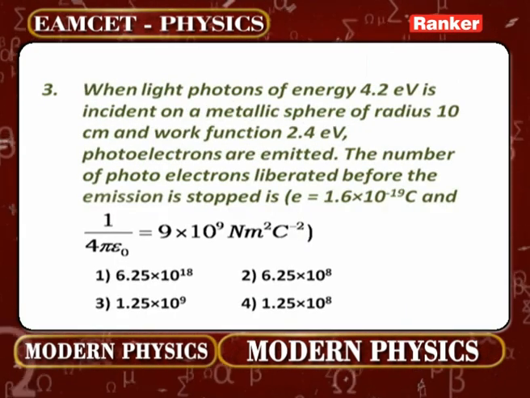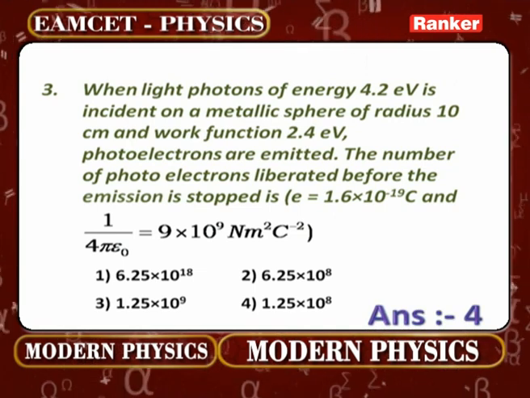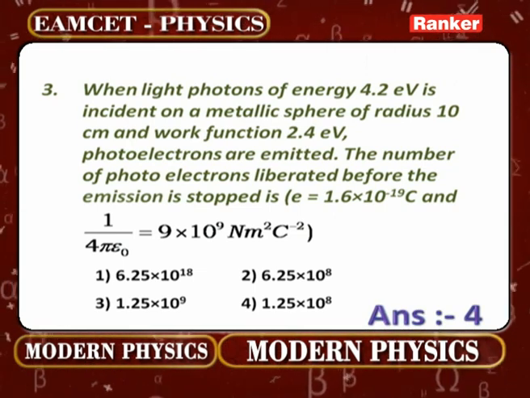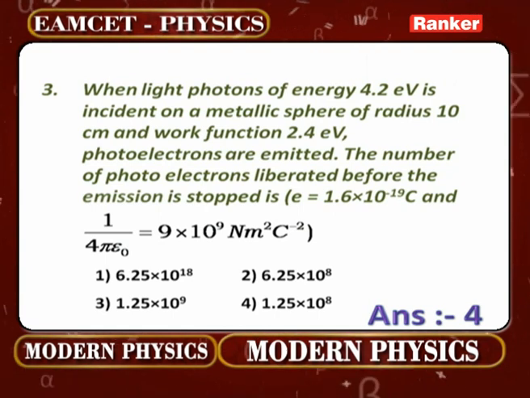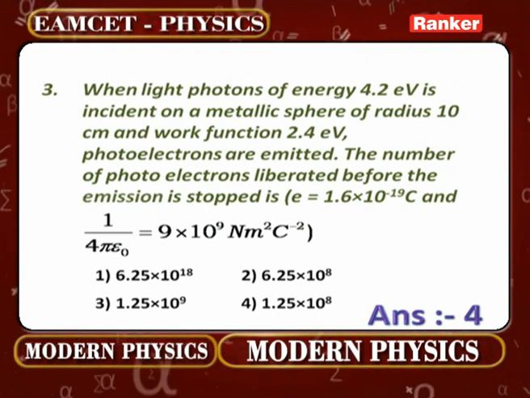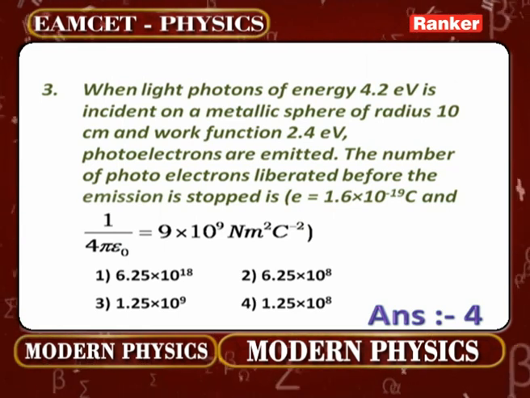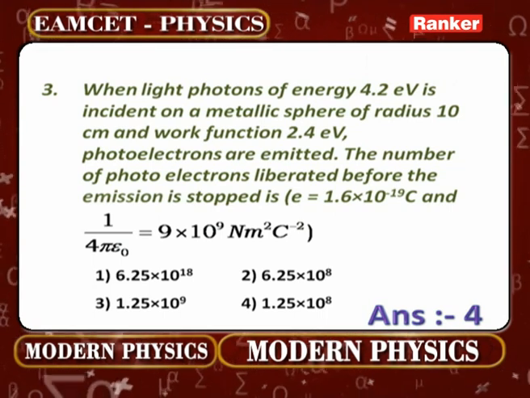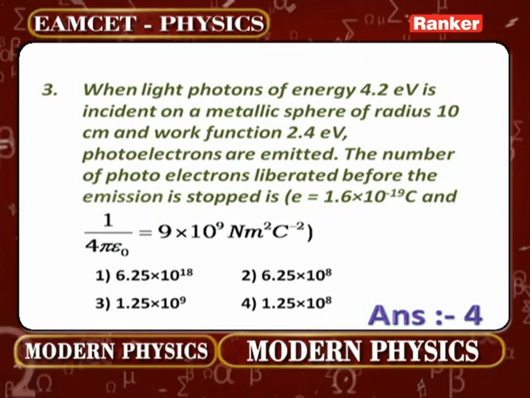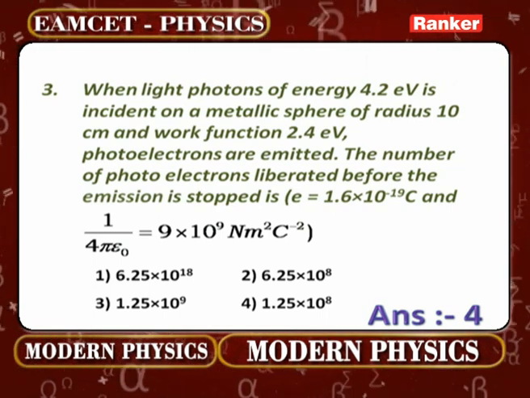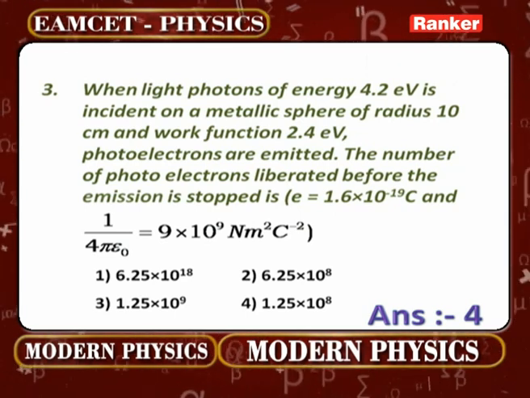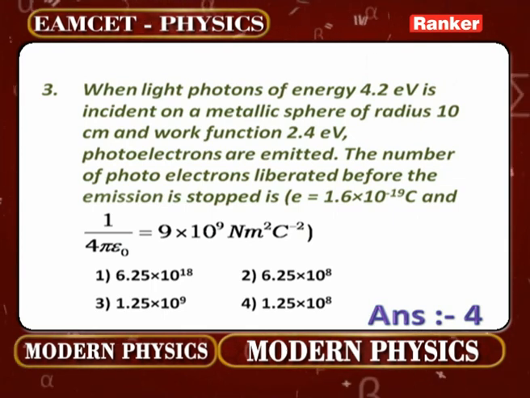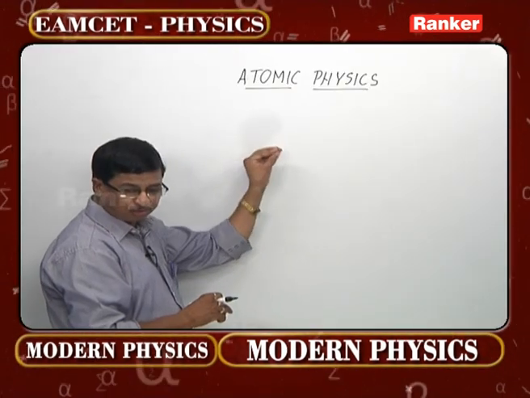When light photons of energy 4.2 electron volt are incident on a metallic sphere of radius 10 centimeter and work function 2.4 electron volt, photoelectrons are emitted. The number of photoelectrons liberated before the emission is stopped is how much? That is the concept. He is now talking about the number of photoelectrons emitted before the emission is stopped. That means at a stopping potential, that is the concept.